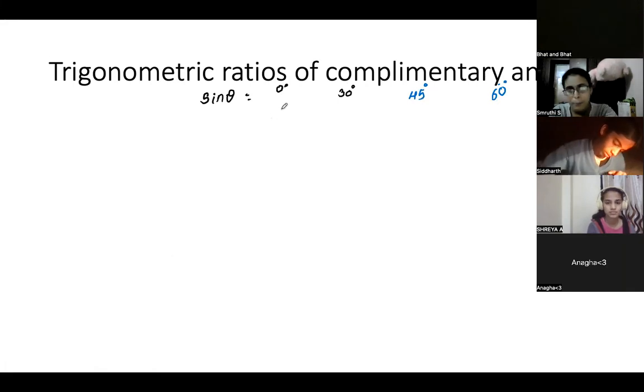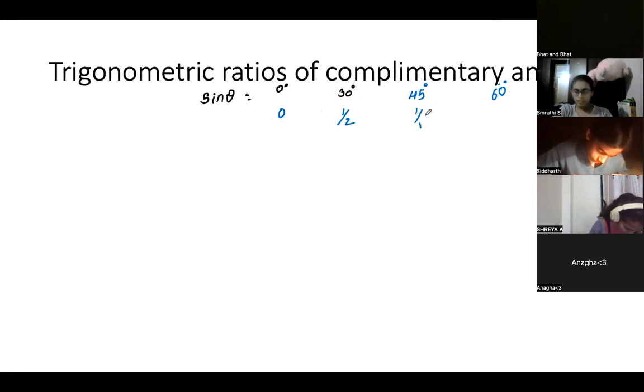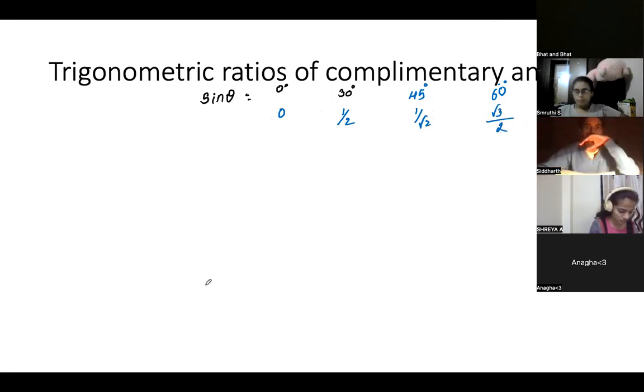Yes. Can you tell me? Sine 0? 0. Sine 30? 1/2. So how I told? First you will write 0 here, 1 here. Okay. Shreya, can you mute this disturbance? Yeah. So 0 here, 1 here you will write. Then you will write half. Then these two you have to remember. This will be 1 by root 2. This is root 3 by 2. That's it. Correct?